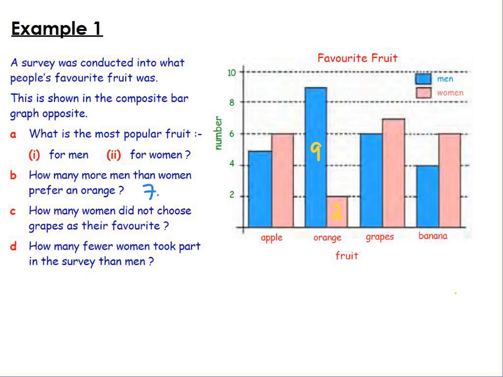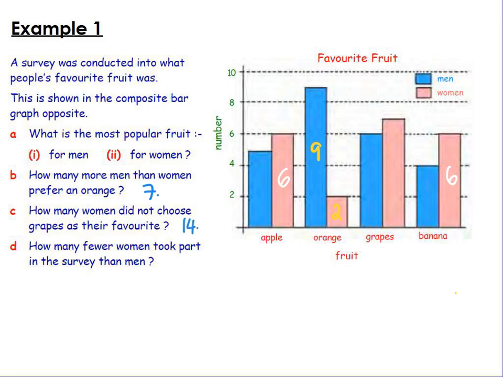Okay, part C, how many women did not choose grapes as their favourite? Okay, 6 women said apples, 2 said orange, and 6 said banana. So the total that didn't say grapes was 6, 2, and 6, which is 14.